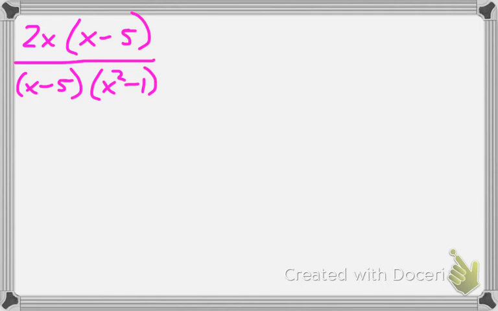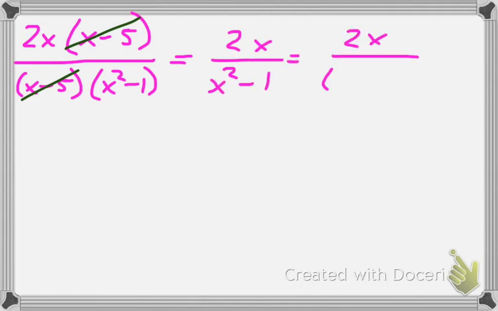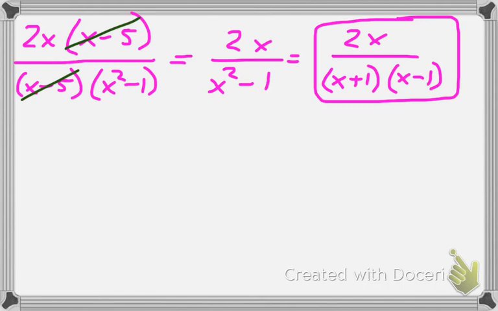Okay? So here's what I see. I see this can be canceled off the top and the bottom, which gives me this. And then I see that the bottom can be factored using the difference of two squares. So the correct answer is 2x over x plus 1, x minus 1.